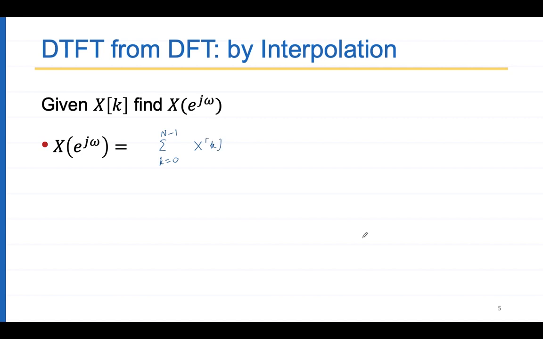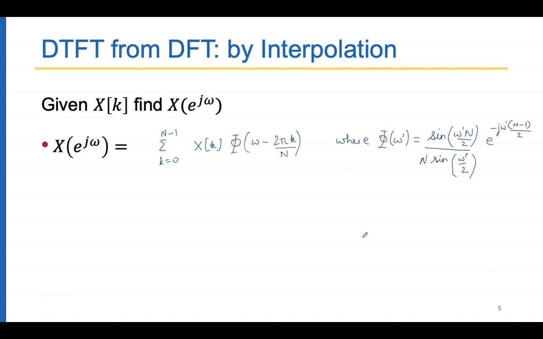Now we can probe more into the nature of this whole formula. So let's write it down again. My X of e to the power j omega is simply X[k] times this term, where this term is given by 1 upon N times sine of this thing over sine of this thing, right? This is the overall formula which we have obtained. Now I want to know the nature of this term, because you remember this is the term which is doing interpolation over these values. Okay, let's look at the nature of this term.